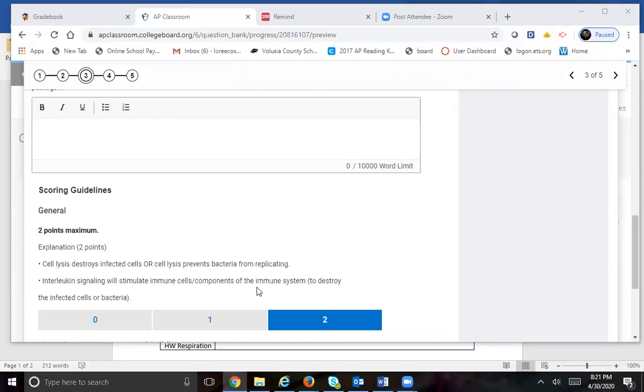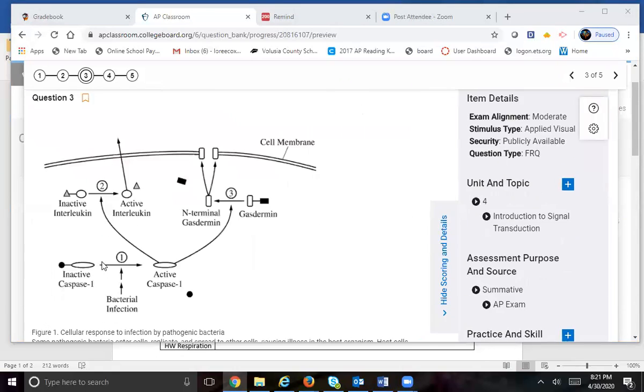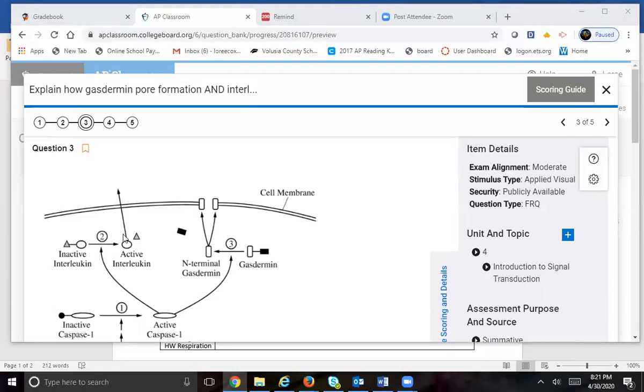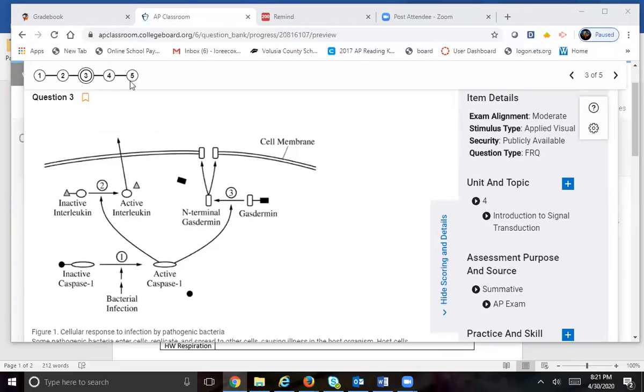Interleukin will stimulate immune cells in the immune system to destroy the infected ones. So you need to talk about this. Interleukin being released from the membrane is stimulating the immune system, period. The immune system then launches an attack on a bacterial cell, and you give some sort of an explanation of what's happening. All right, next question, number 4.